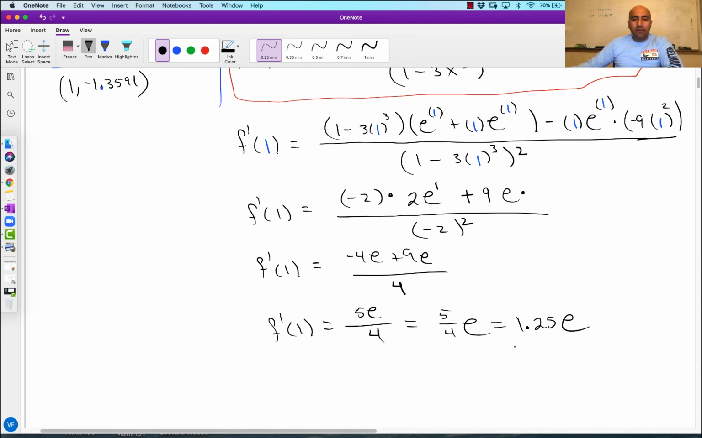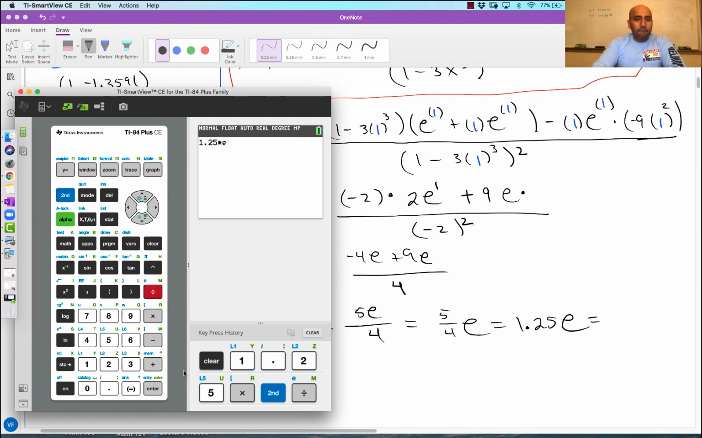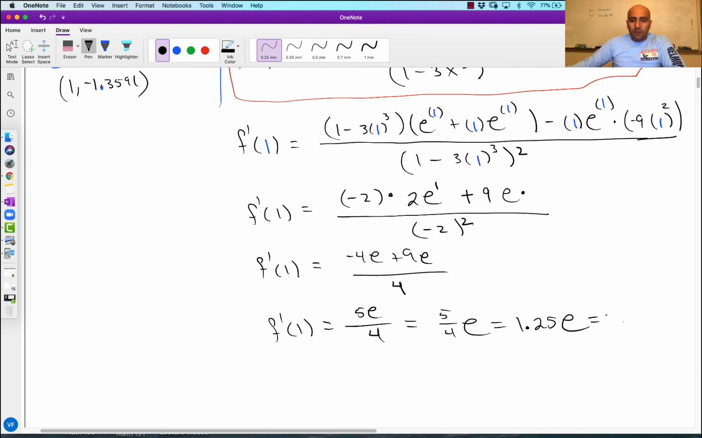Okay, so again, we can use our calculator to approximate that if we want to, or we can leave it like that. So 1.25 times e is approximately 3.3979, rounding off.